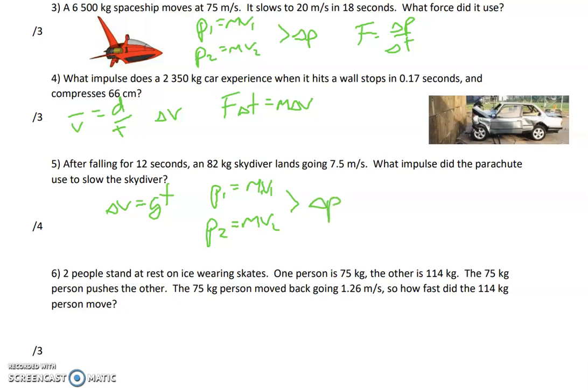And that's basically it right there. You're going for the change in momentum. So you can find the momentum he had when he opened the parachute by finding out how fast he was going, and then just subtract what his momentum was when he lands. He's going 7.5 when he lands, which is still pretty fast. Subtract the two, and that'll give you your impulse.